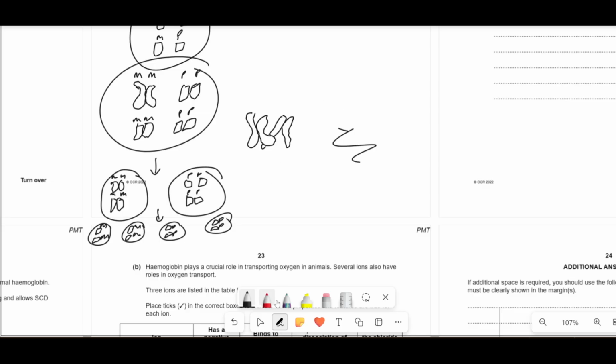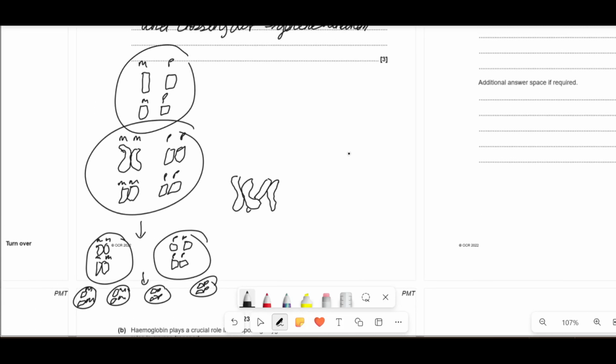Whereas in mitosis, the homologous pairs won't separate. You're just copying everything in there and then making two diploid cells like that. So that's what makes it different.